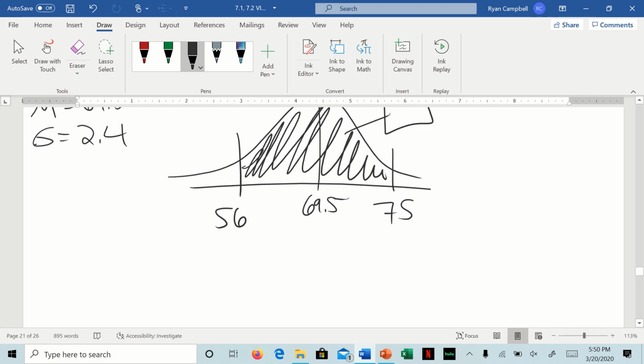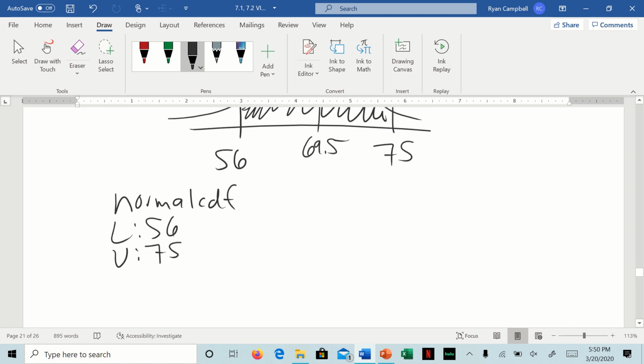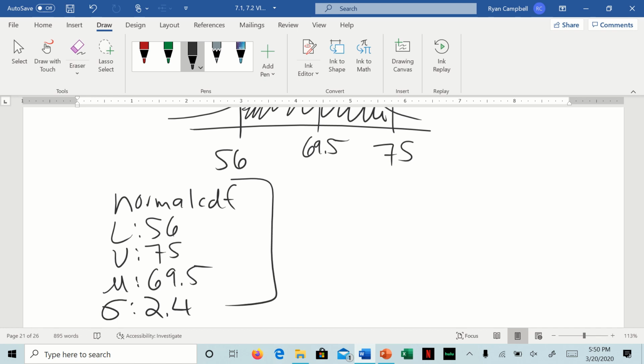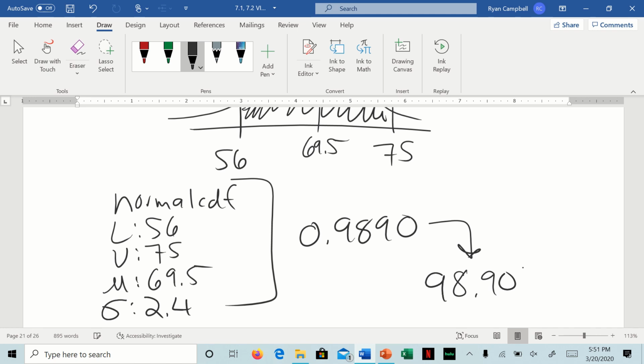We still need to do normal CDF. The lower is still 56. The upper is still 75. The only difference now is the mean and standard deviation, right? The mean is 69.5. Standard deviation is 2.4. So when we type all that into our calculators, we end up with 0.9890, or as a percentage, 98.90%.